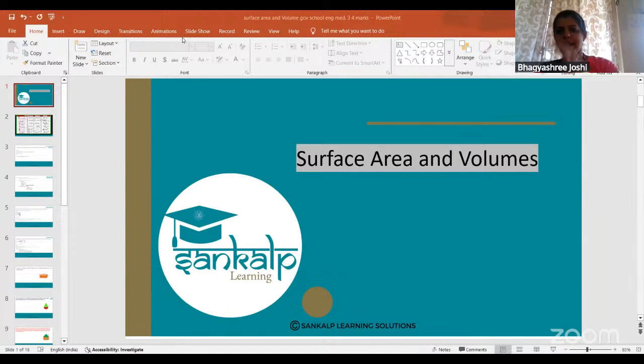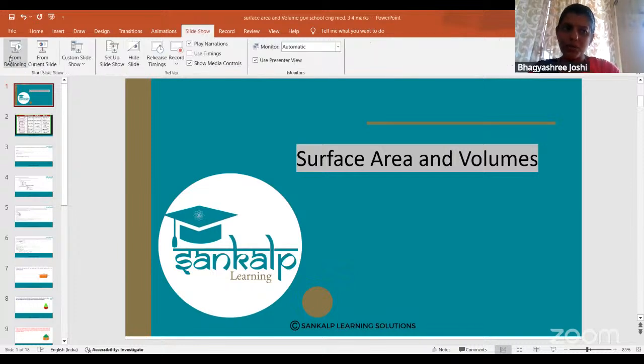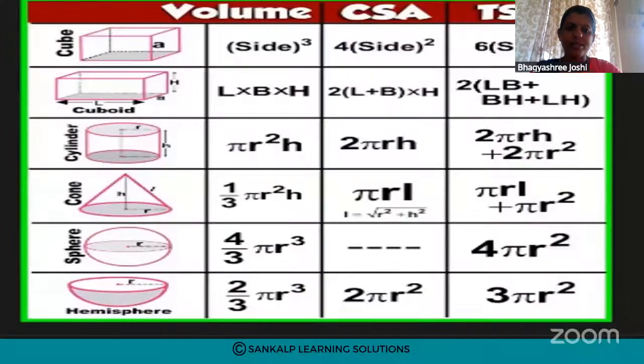Dear students, in the last class, we discussed multiple choice questions regarding the topic surface areas and volume. In today's session, we are going to solve some 3 and 4 marks questions. Shall we start the class? Surface area and volume. We will recall the formulas and start the class.